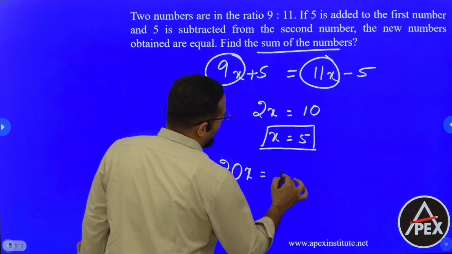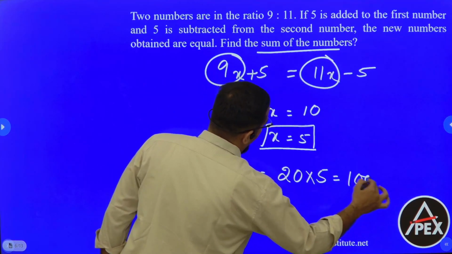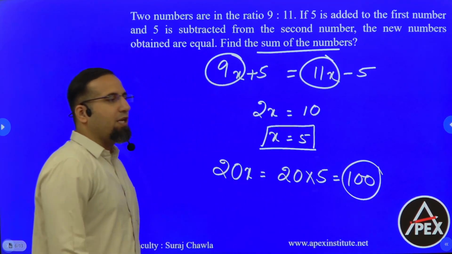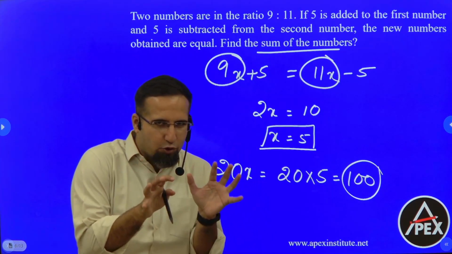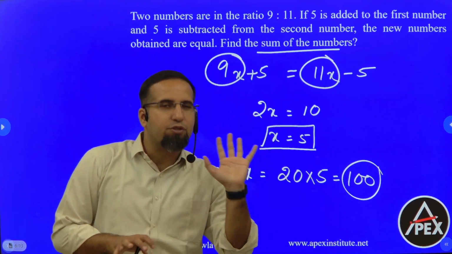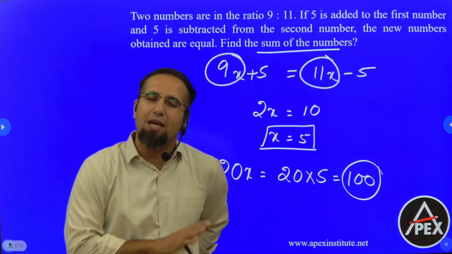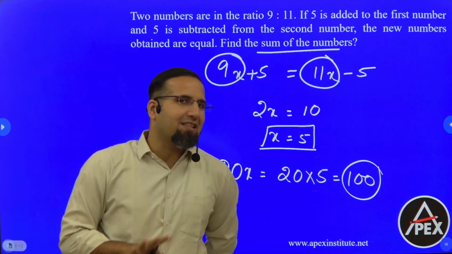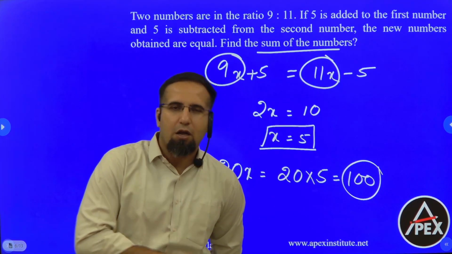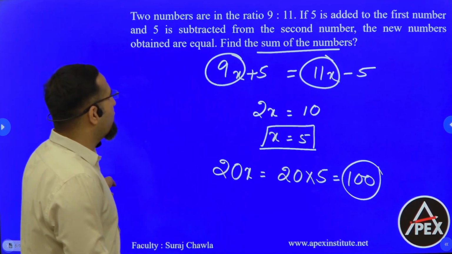That means the sum of the numbers becomes 20 into 5, which means 100 becomes the sum of these numbers. Clear? So very simple. All you have to do is convert ratios into actual values, apply in the word problems, and then you see the magic happens automatically. So अगर हम ये सीख लेते हैं तो हमारे हर क्वेश्चन ऑन रेशियोज इजीली निकल जाएंगे. ठीक है? Let's look at a few more questions.